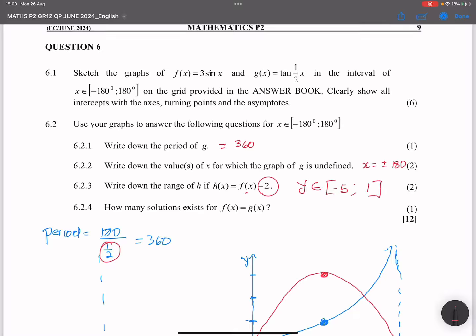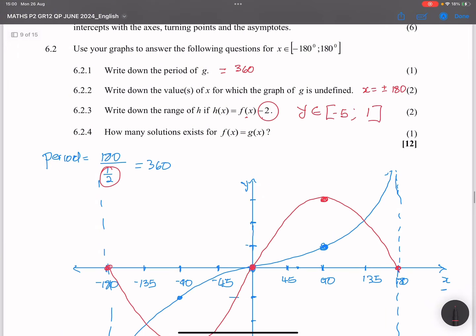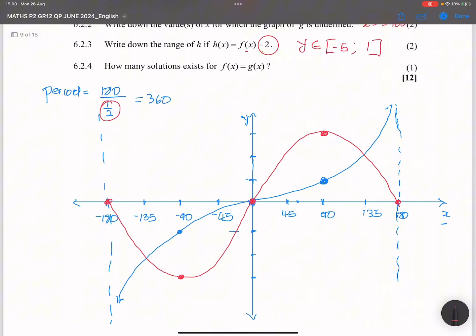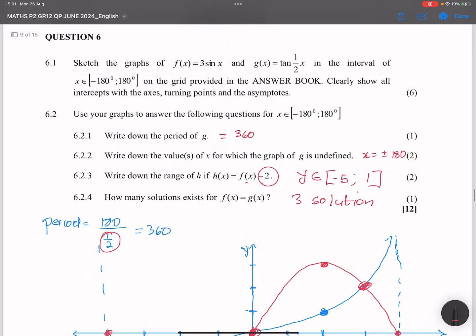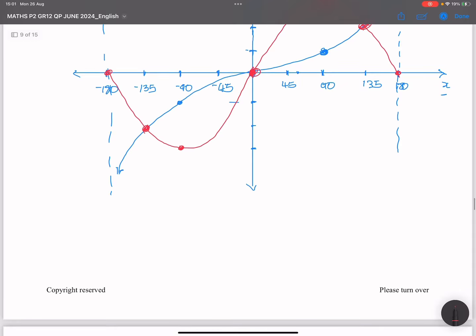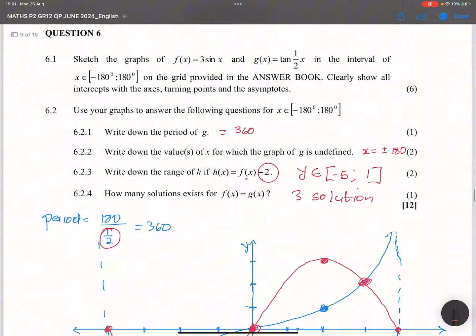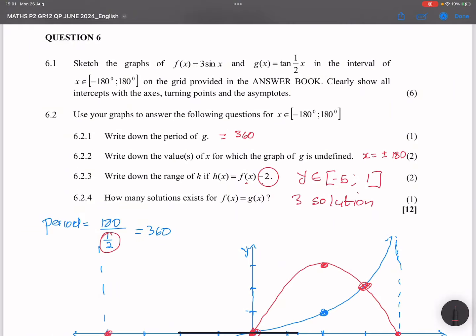And they say how many solutions exist for f of x equals g of x? I see 3 solutions. Where are they equal? 1, 2, as well as 3 over there. So we've got 3 solutions. Boy, am I glad they didn't ask us to find those solutions, right? Yeah, and that's how the cookie crumbles, ladies and gents. Please have a look at my videos on graphs, and they will really help you quite a lot. All right, let's move on to the next section.